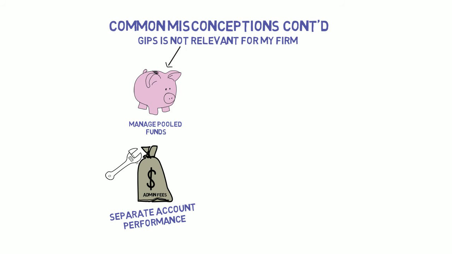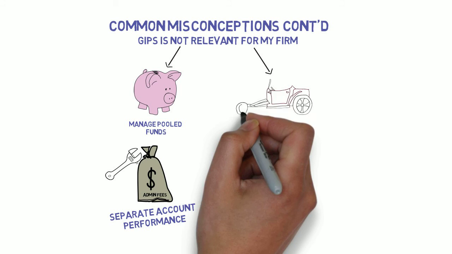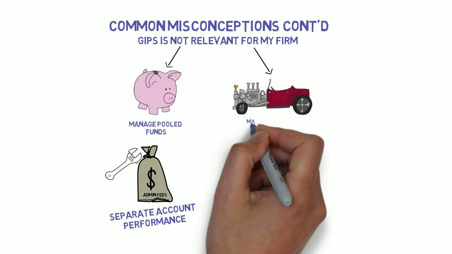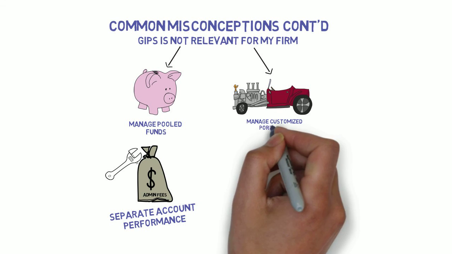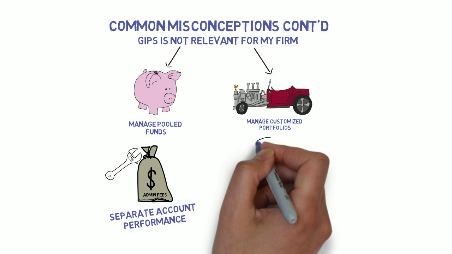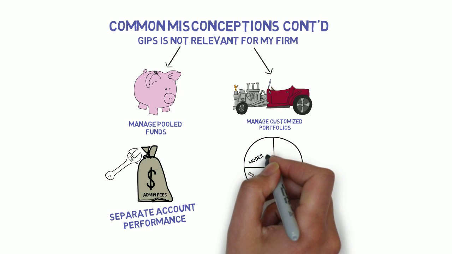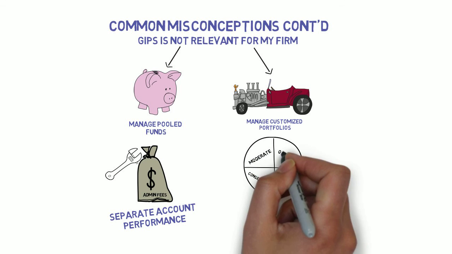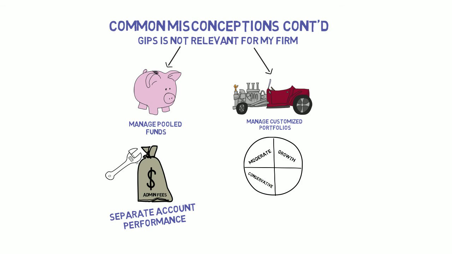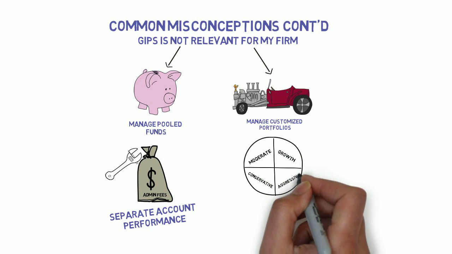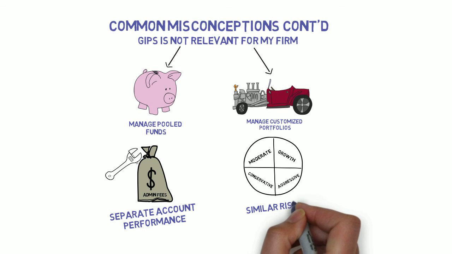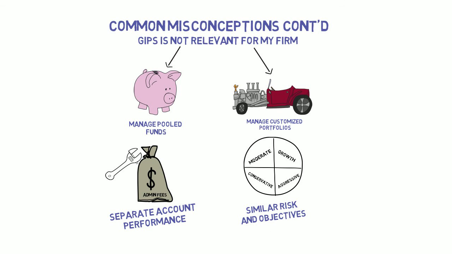Another example of firms who think GIPS is not relevant for them are firms who manage customized portfolios. A composite of accounts that are managed strictly to a model will have lower dispersion, but meaningful composites can still be built for more customized accounts based on the general risk level and objectives of the client. For example, many wealth management firms build broadly defined multi-asset class composites such as conservative, moderate, growth, and aggressive. Despite the higher dispersion, as long as all the accounts in the composite have a similar risk tolerance and objective, the resulting composite statistics will provide meaningful information for prospective clients seeking a similar strategy.